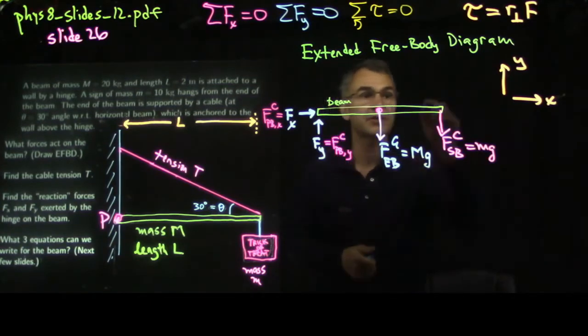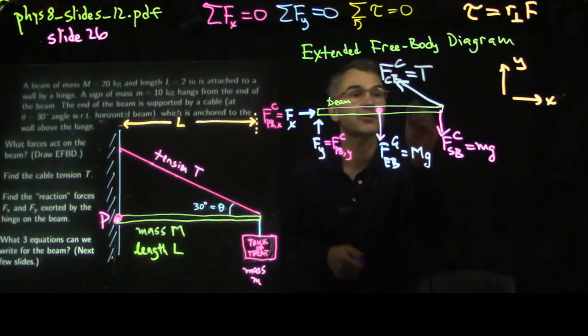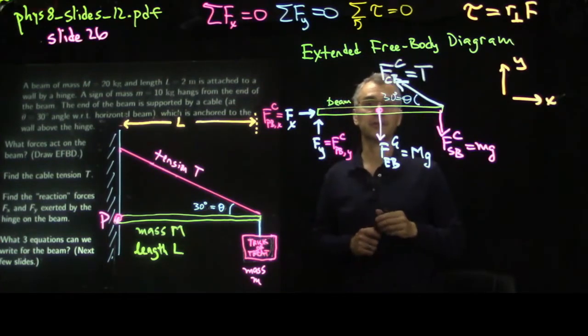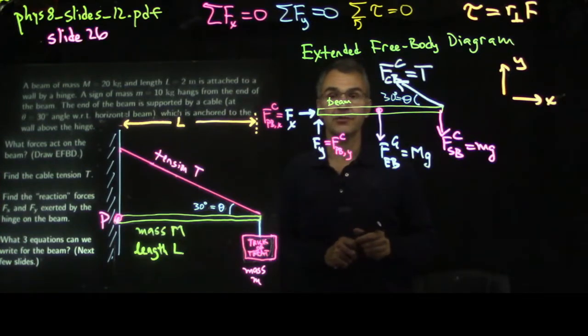Then we have the tension. You could call it the contact force by the cable on the beam, but really it's just the tension T, and it helps to indicate this angle theta, which we're told is 30 degrees. Let's do one more thing at this stage. Let's decompose the tension force into x and y components, which will make our equation writing easier.